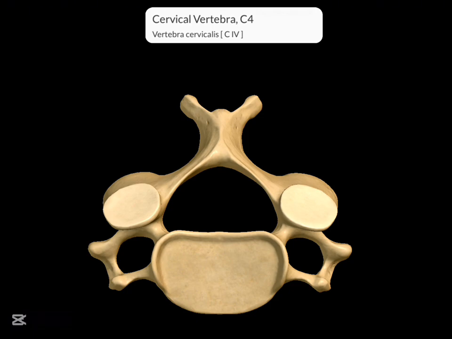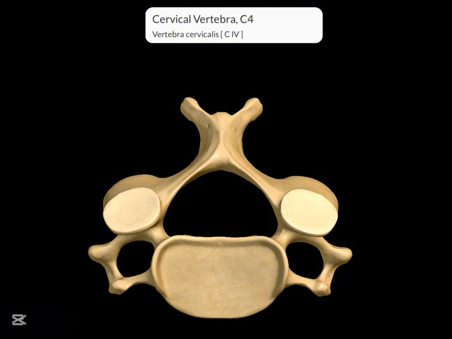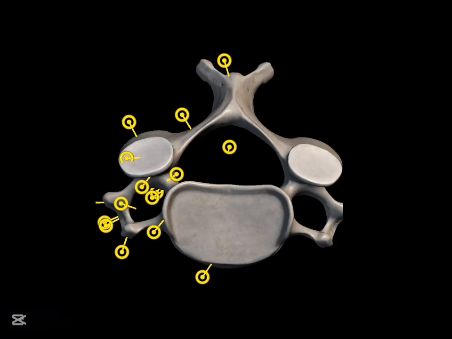Today I will talk about the cervical vertebra. This is a typical cervical vertebra. A human body has 7 cervical vertebrae. Among them, the third, fourth, fifth and sixth cervical vertebrae are typical cervical vertebrae. Why are they typical? Because they have the same features. Typical cervical vertebrae have some cardinal features.